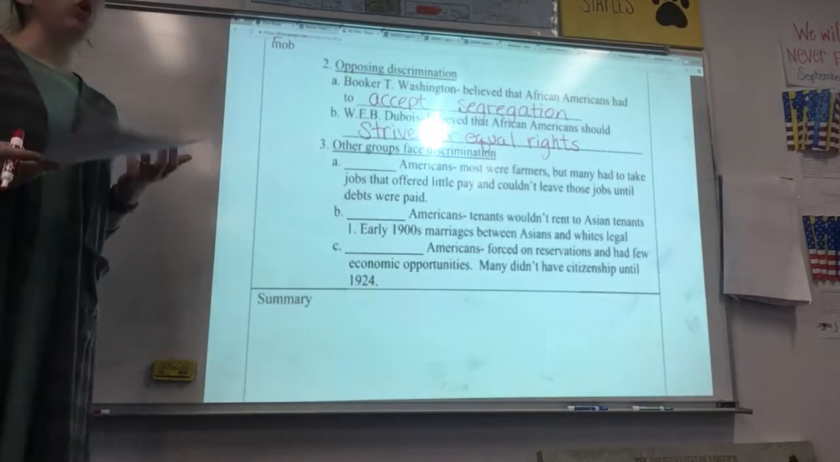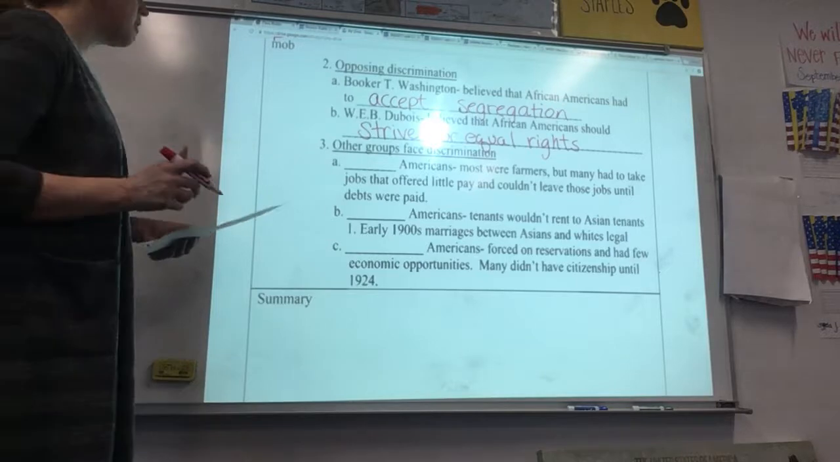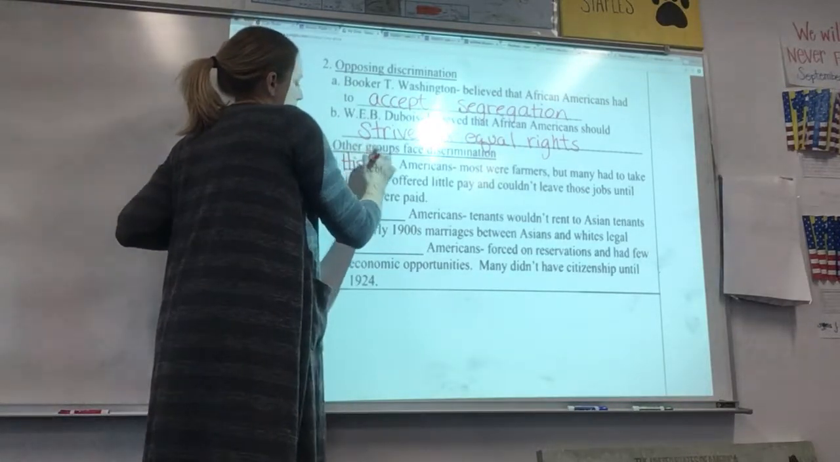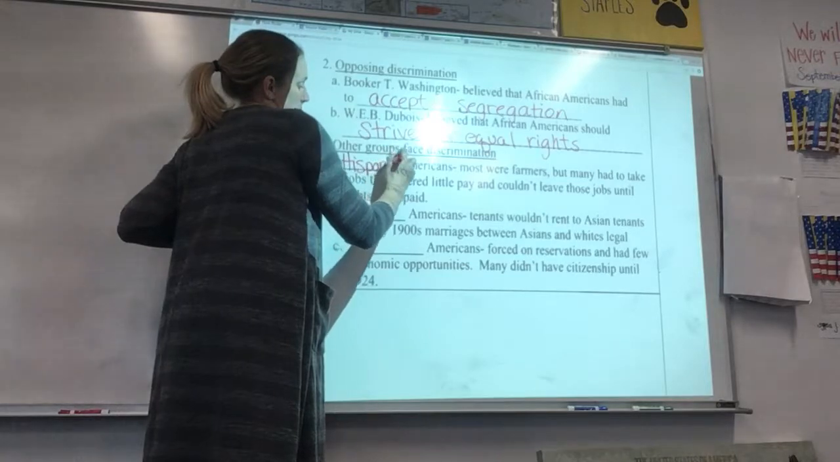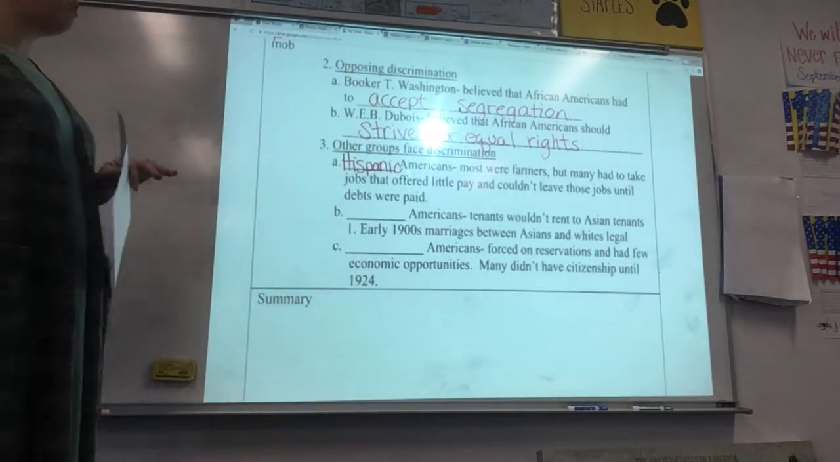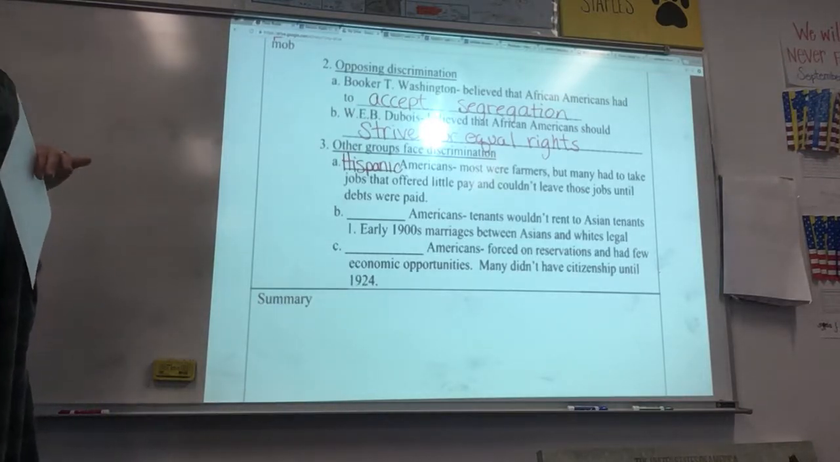African Americans were not the only groups who faced discrimination at this time. Hispanic Americans were not treated very nicely either. Most of them were farmers, but many of them had to take jobs that offered very little pay and couldn't leave those jobs until their debts were paid.